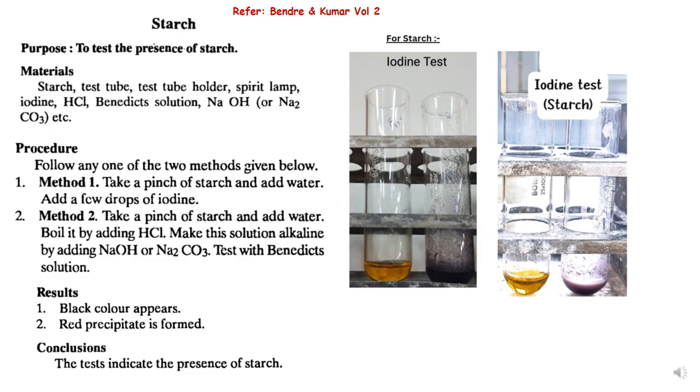So the test solution is taken and iodine is added. If the blue black color appears, then we say that the test is positive for starch. So here you can see in the first two pictures that the first test tube is control and the second is with test solution. There is no blue black color in control, while in test solution the blue black color appears. So we say that starch is present in the test solution.